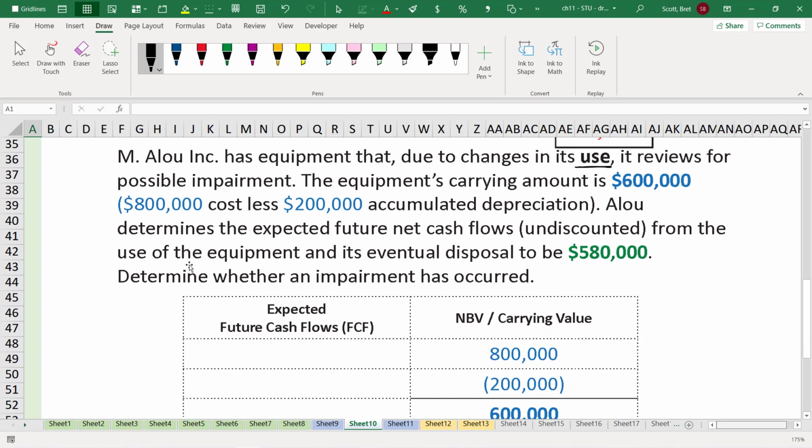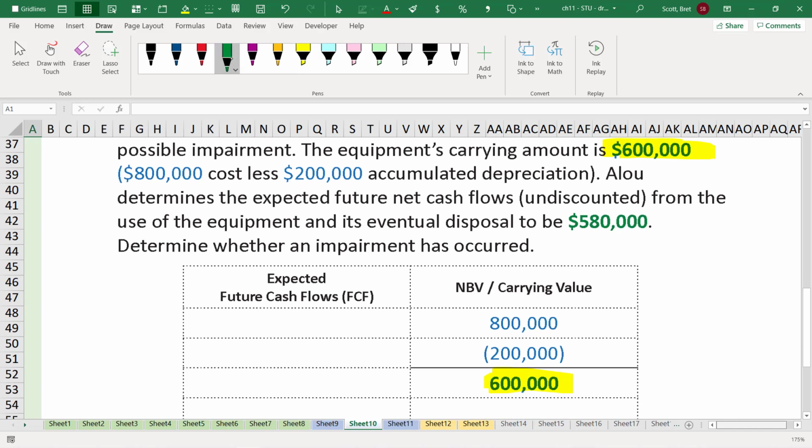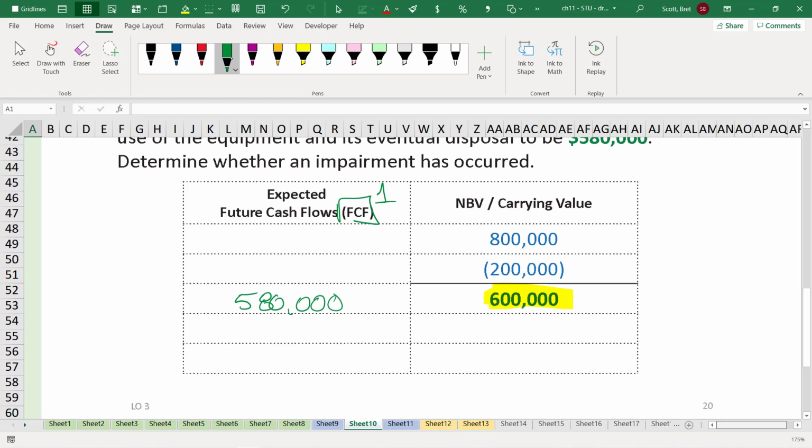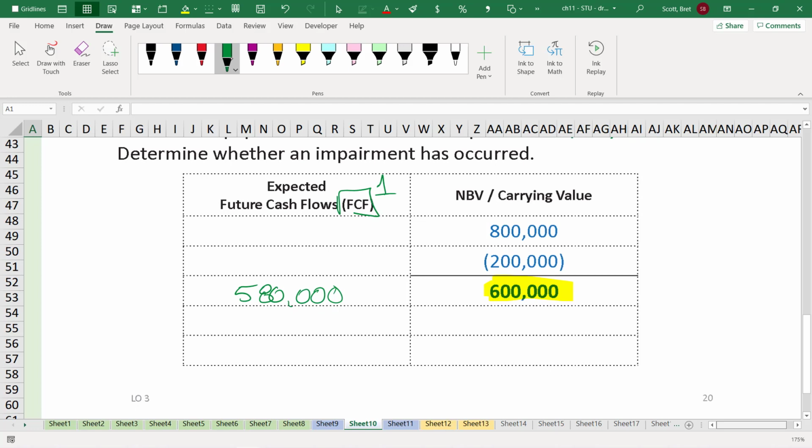In the situation here, we have the same net book value, 600,000. That's down below. But this time we have 580,000 in future cash flows. Make sure you don't mix up the name. Future cash flows first, fair value second. Now in this case, what do we have? Our net book value is bigger. So that means, yes, we have an impairment.